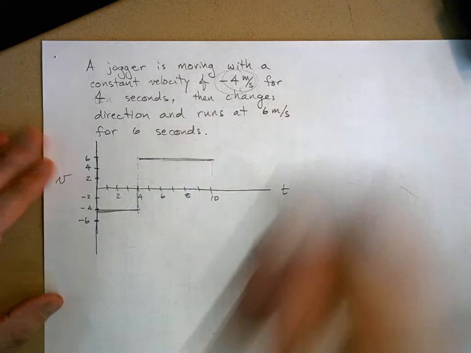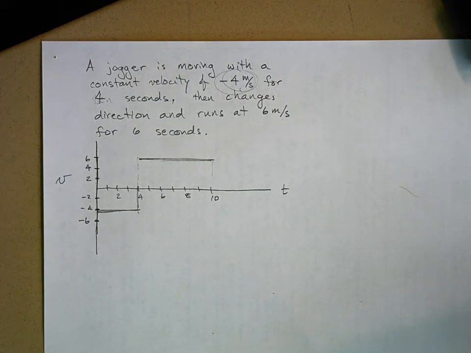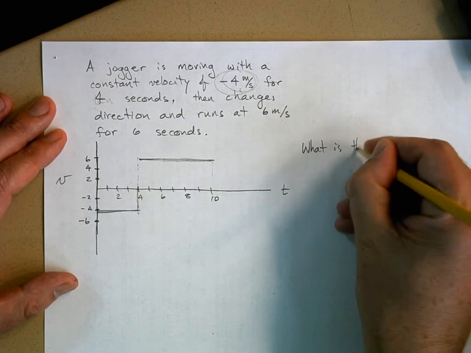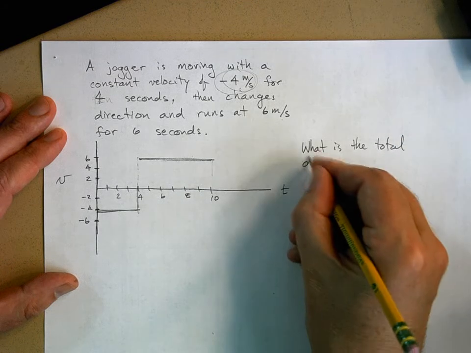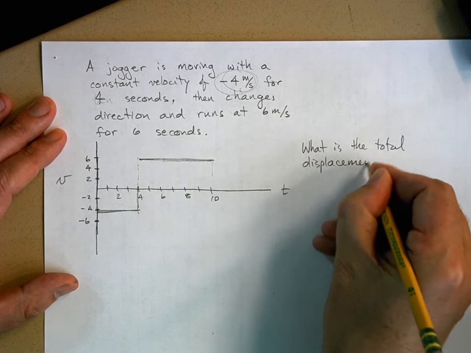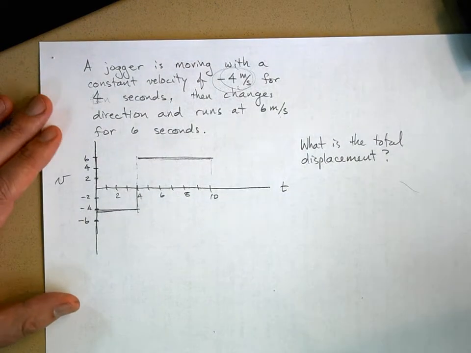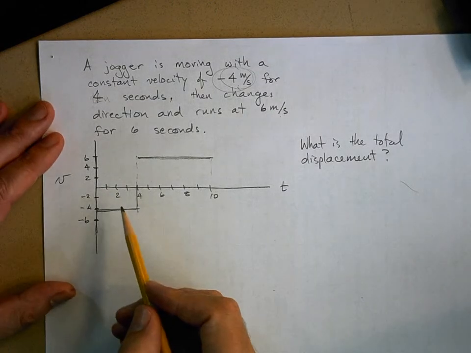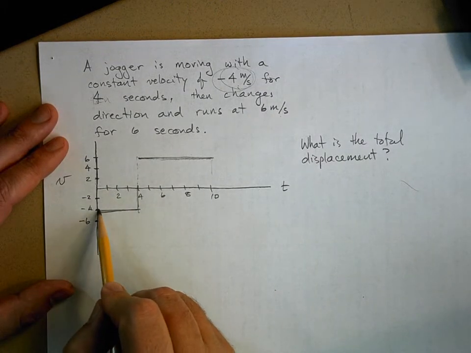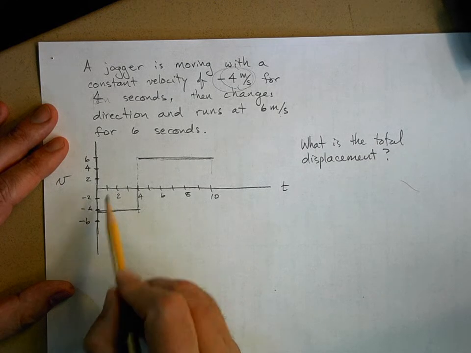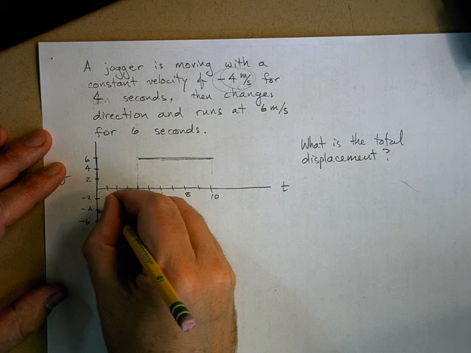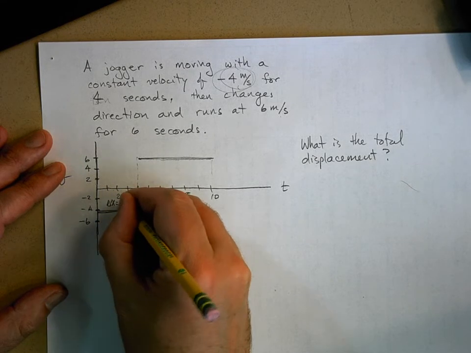Now, here's one mistake. Some people like to make the squares. And I want to ask, what is the total displacement here? Well, let's look at this first part. If you were running at -4 meters per second for 1, 2, 3, 4 seconds, what's your displacement? 16. So this will be our first delta x. Delta x will be equal to 16 meters.